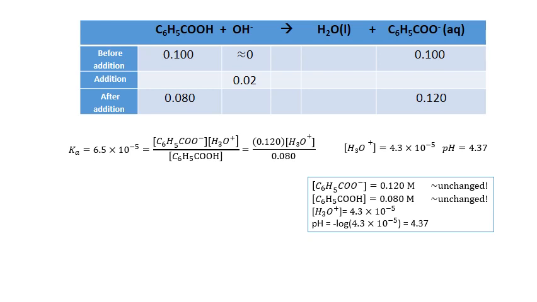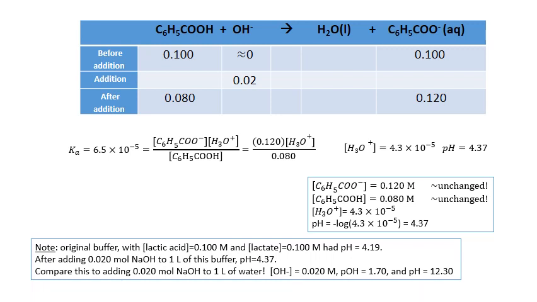It's interesting to think a little bit about what happened as a result of adding the 0.02 moles of OH minus. When we had the original buffer, 0.100 and 0.100 for benzoic acid and benzoate, the pH of that, if you recall, was 4.19. Now, after we added this NaOH, it's 4.37. And you say, well, I thought you said it's going to hold the pH constant. Well, it is pretty close, I mean, that is not a big change, right?